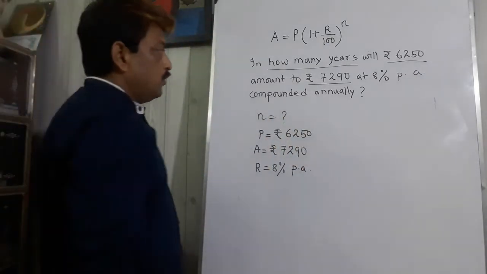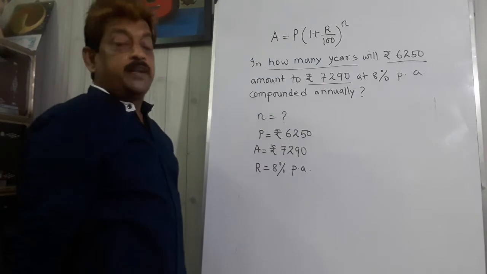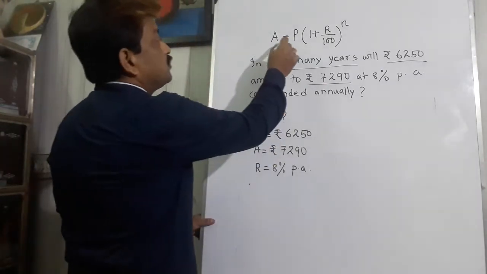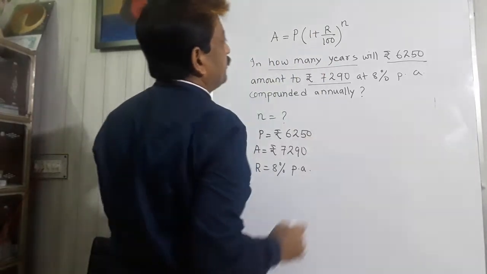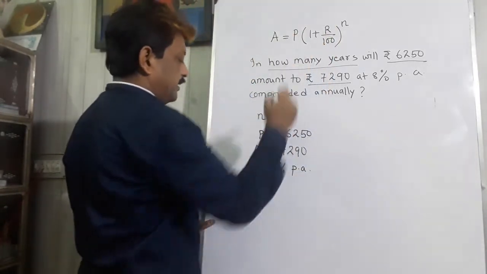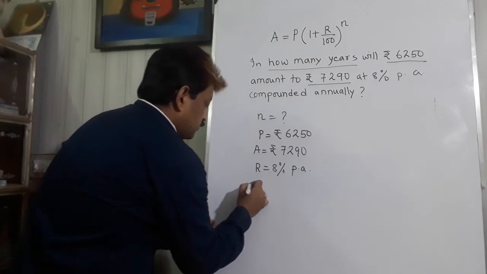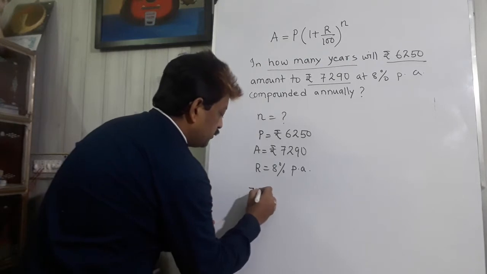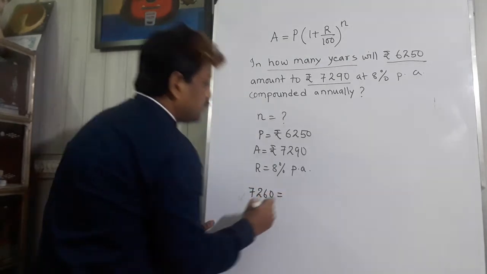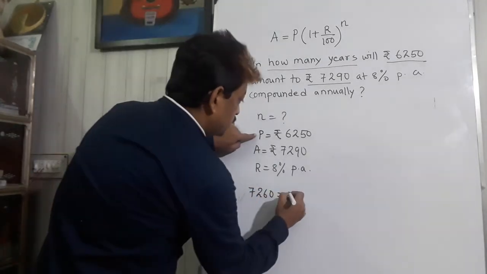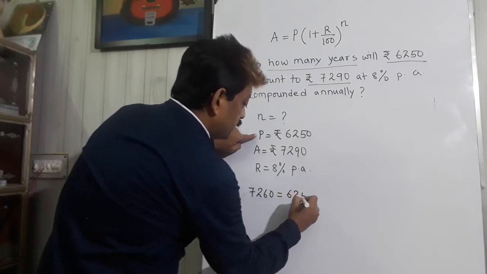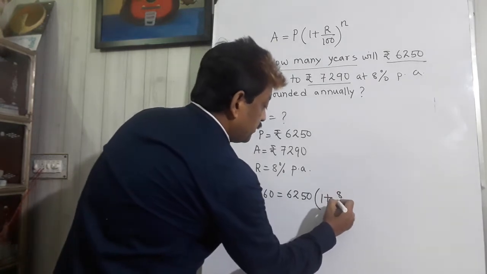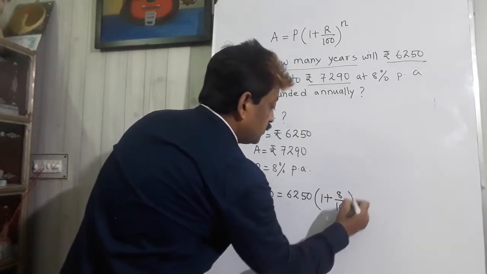Okay, so let us use the formula to find n first. So A equals P multiplied with 1 plus R upon 100 to the power n. So A is rupees 7290 equals P, which is rupees 6250, multiplied with 1 plus R, which is 8, upon 100 to the power n.